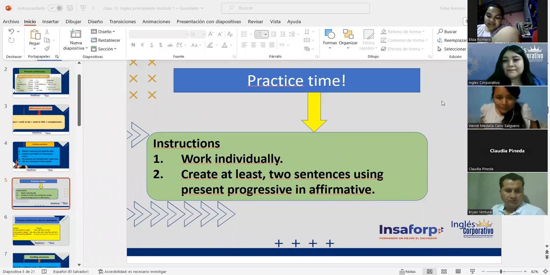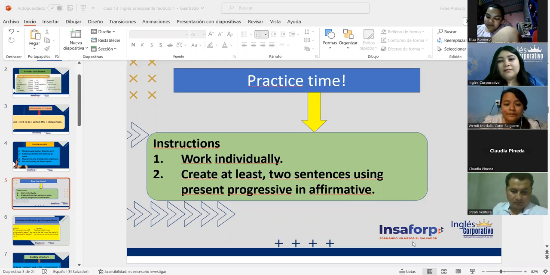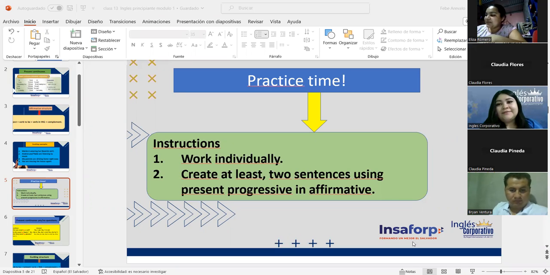Julie is wanting the snow. ¿Qué me quiere decir con esa? El verbo, no lo entendí. Watching. Julia está viendo la nieve. Ah, pues sí, watching. Y she is wearing a sweet. ¿Está utilizando un dulce o me quiere decir está utilizando un suéter? Traje. A suit. Yes, very good, Miss Romero. Thank you. Ambas están en progressive, correcto. Let's go with Claudia Flores.